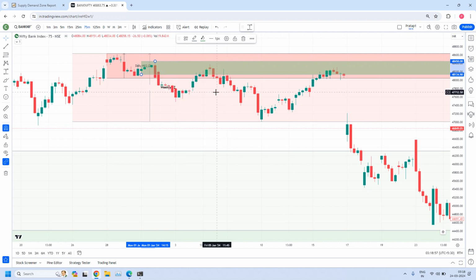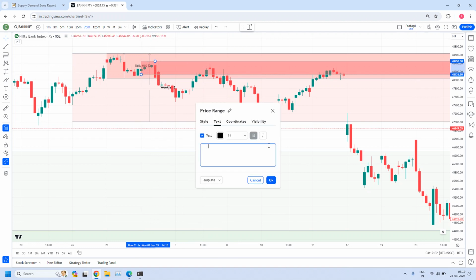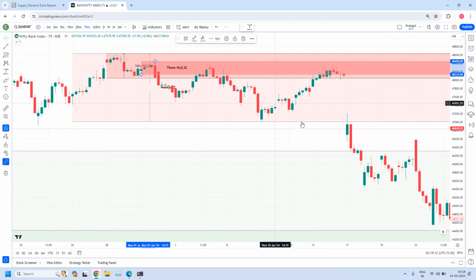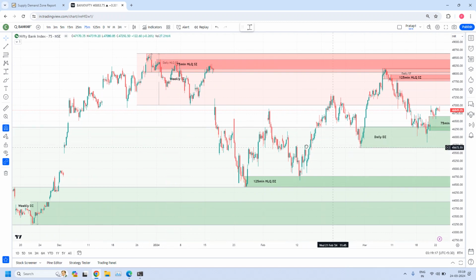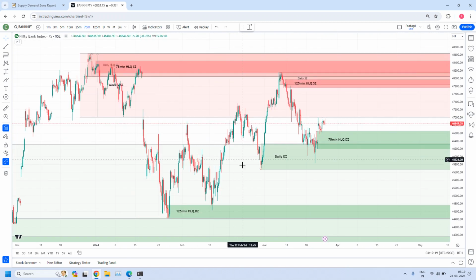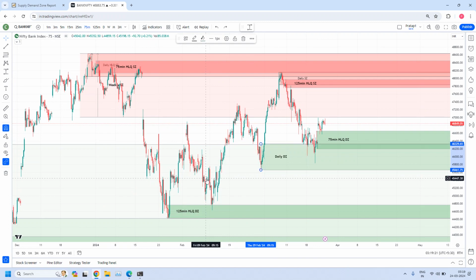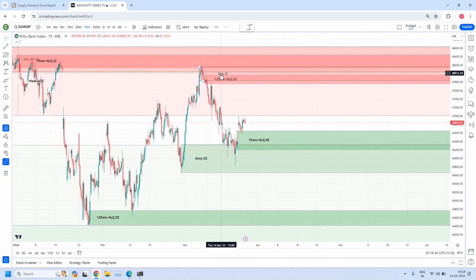This is the 75 minutes supply zone. High liquidity supply zone. This is only the nearest supply zone, high liquidity supply zone. But observe here, before that we have a 125 minutes high liquidity supply zone in this newly created daily supply zone.